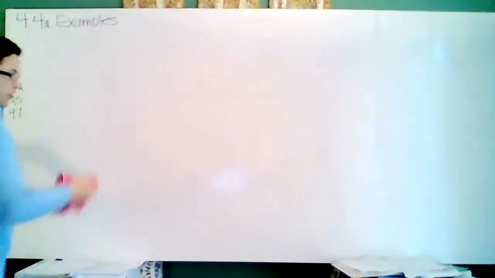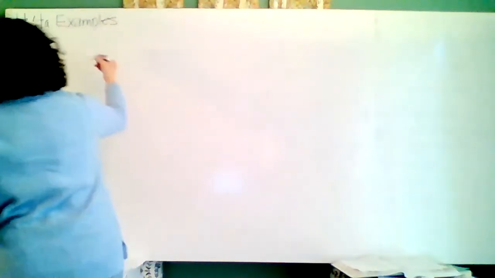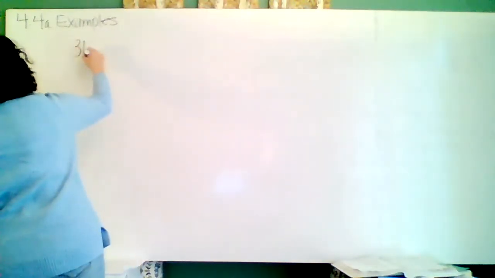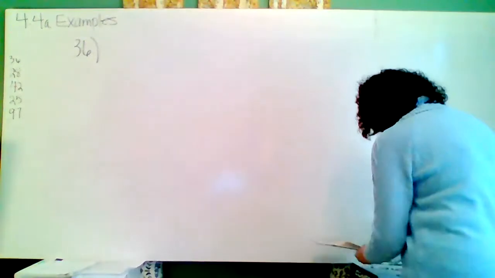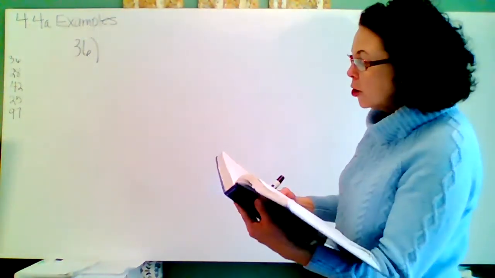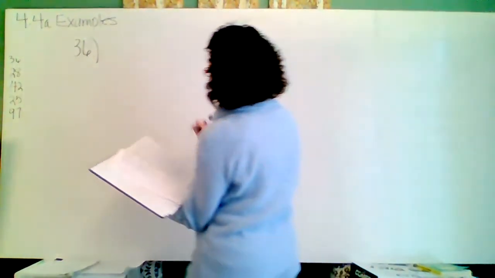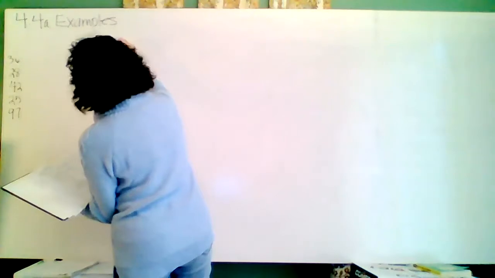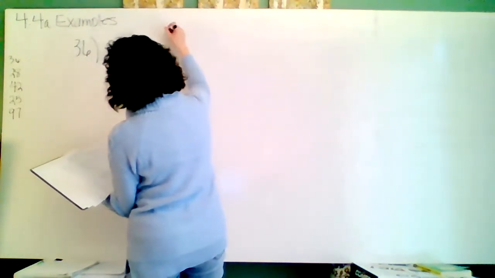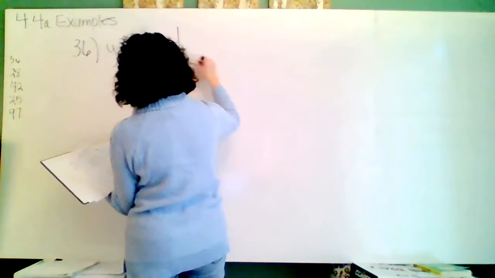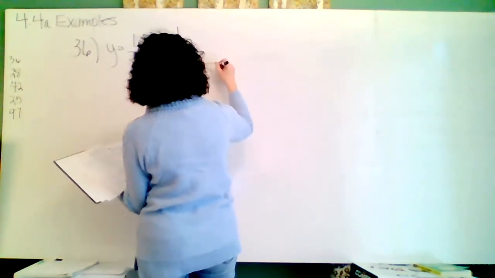Let's take a look at number 36. On number 36, let's see. They are asking for, oh, they actually give a picture. Determine the area of the given region. So they have y equals 1 over x squared. And they do give you a picture of the area from 1 to 2.